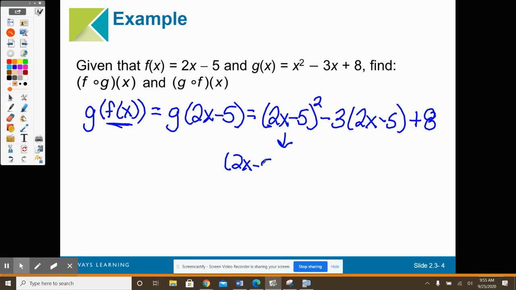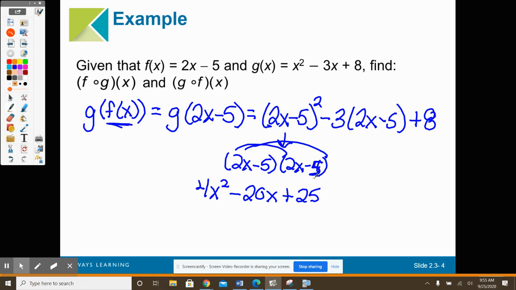That's a 2x minus 5 times a 2x minus 5. We will have to double distribute: 4x squared, minus 10x, minus 10x. It's minus 20x plus 25 when I take a negative 5 times a negative 5.